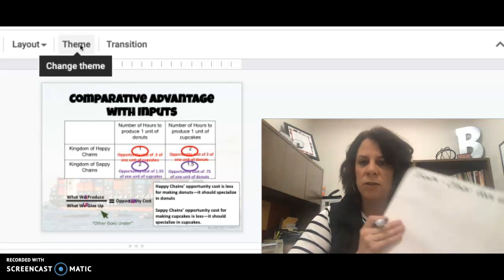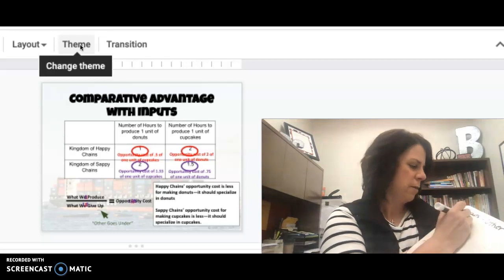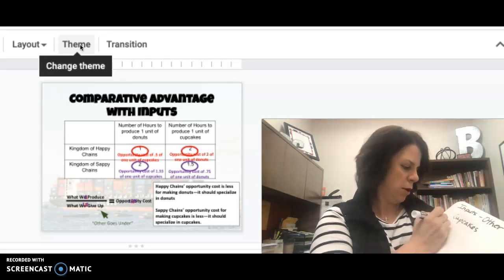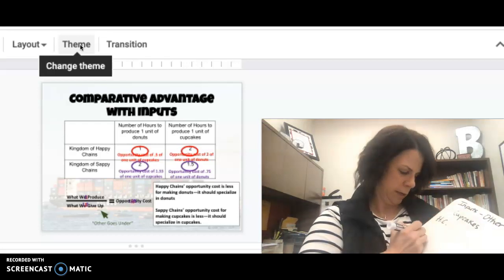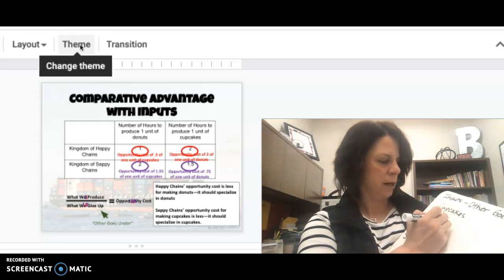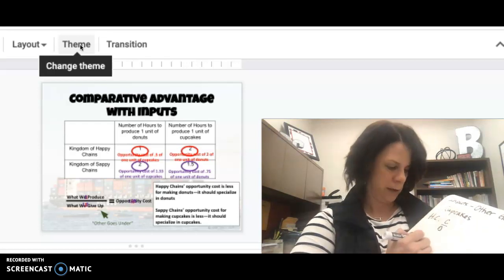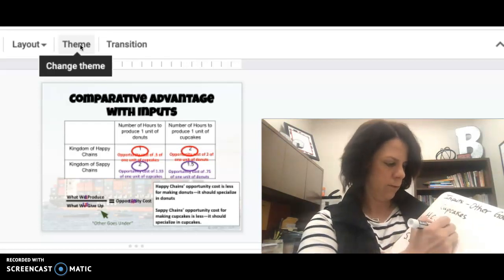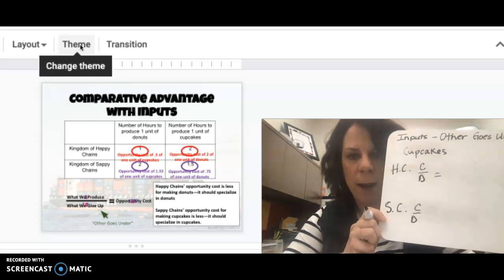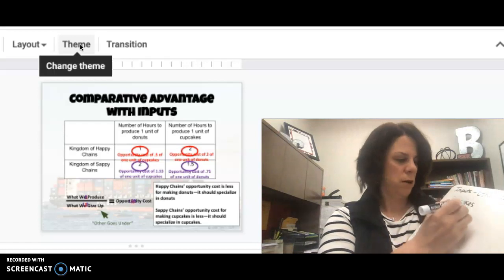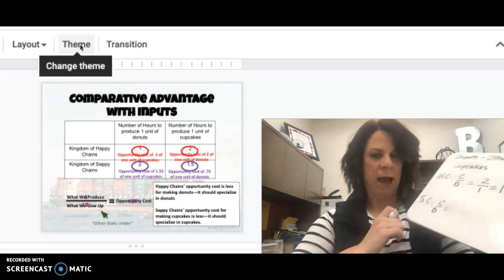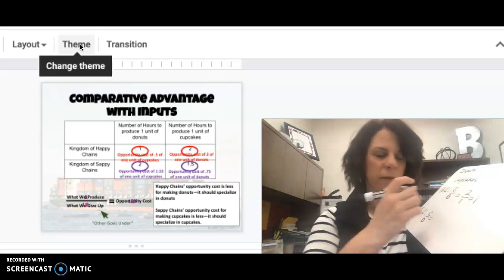Okay, so we're still using inputs, other goes over, but this time we're solving for cupcakes. And so we've got Happy Chains and we've got Sappy Chains. And that means that our other product goes under. So we've got cupcakes over donuts now. Okay, that's how I set it up. So for Happy Chains, we've got 2 over 1, or 1. And for Sappy Chains, we've got 1.5 over 2.